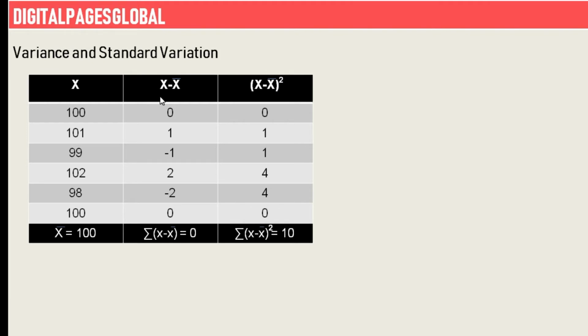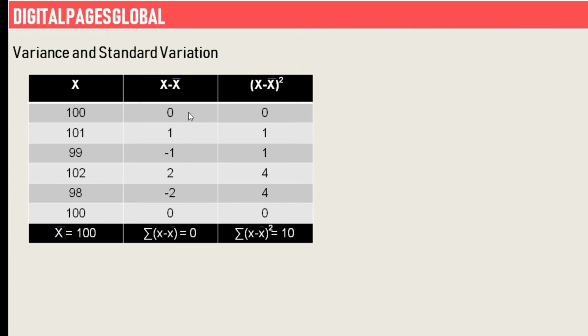Now if you go back to the variance formula, I have to find out the top part of the formula. So in order to do that, I am going to do some more calculation here. So I am going to first calculate x minus x bar, which is take each value, which is the x, and minus that from x bar. So 100 minus 100 makes it 0, 101 minus 100 makes it 1. 99 minus 100 makes it minus 1. 102 minus 100 makes it 2. 98 minus 100 makes it minus 2. And 100 minus 100 makes it again 0.